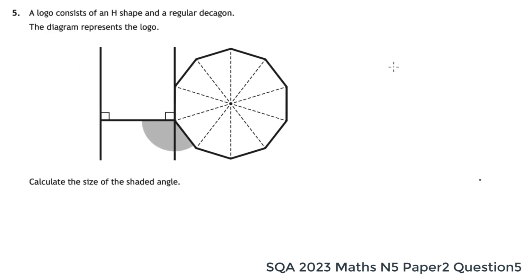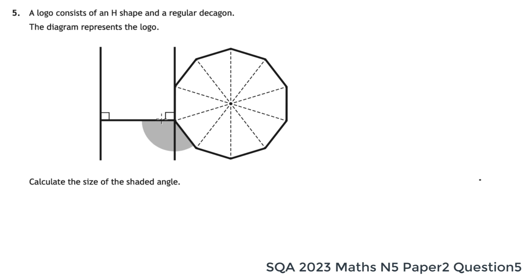So here we have question 5. Left hand side of this logo we've got what looks like a rugby goal post, 2 right angles there, and on the right hand side we've got a regular decagon, lots of lines of symmetry in there. And we're asked to find the size of this shaded angle.